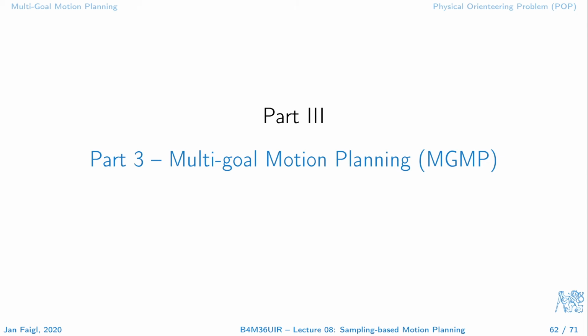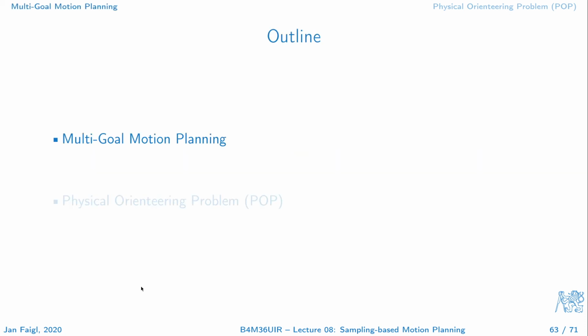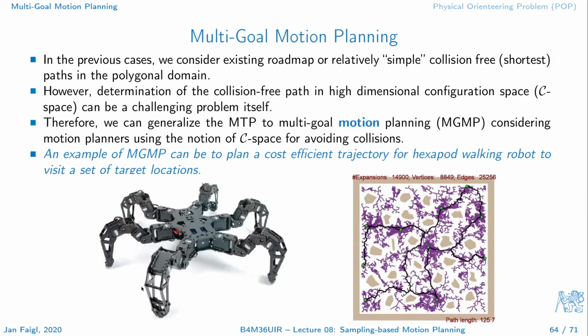In the last part of the lecture, we will connect the motion planning with our multi-goal planning, in multi-goal motion planning. And we will introduce the problem. So we look for the collision-free path. We already saw the multi-goal planning in a polygonal domain. There was the simple collision-free shortest path, considering, for example, visibility graph. But we would like to actually have the same for more advanced motion planning.